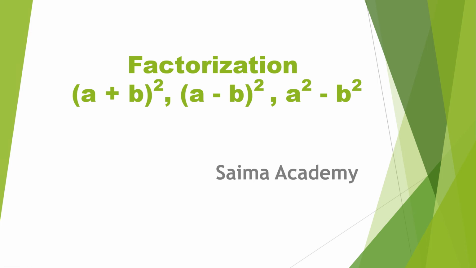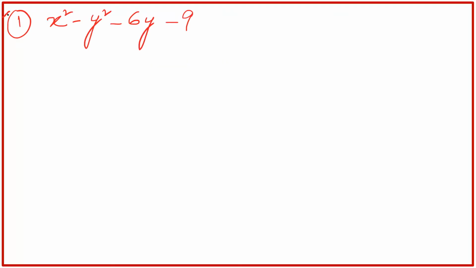In this lesson, we will discuss factorization, and this factorization is based on the formulas (a plus b) whole square, (a minus b) whole square, and a square minus b square. We have discussed these formulas in the last lessons, but here we are going to discuss questions related to these formulas. So the first question is x square minus y square minus 6y minus 9.